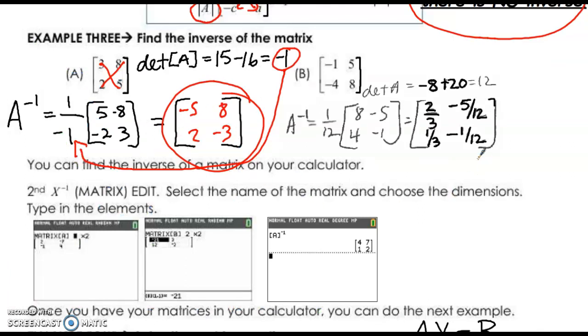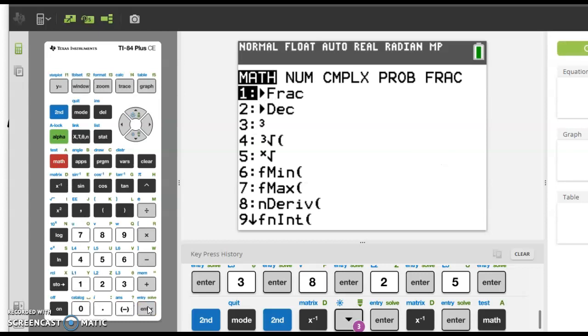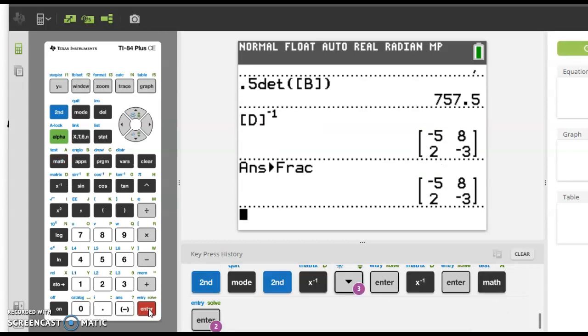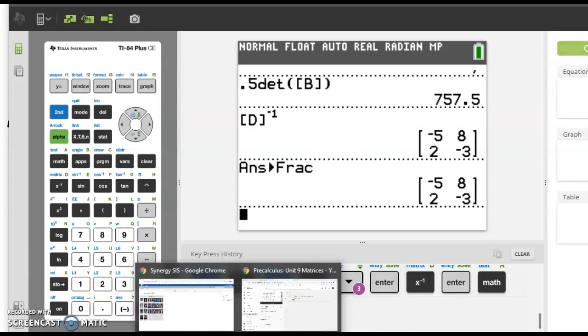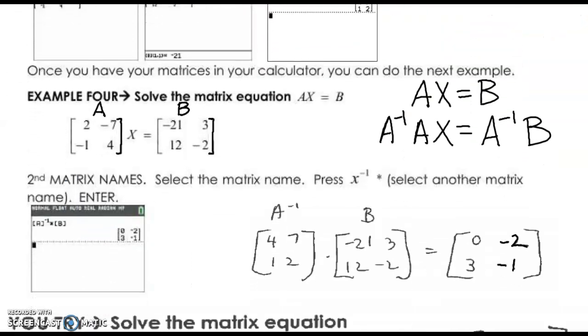If you type this in the calculator and you get decimals, you can always, right on the next line, do math frac, which is math, enter, enter. I already had whole numbers for this example, but if they were decimals, it would change it into a fraction, if it can. That's how you get these fractions, if you want them.